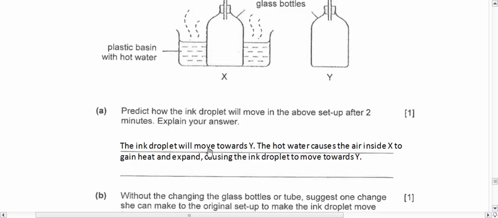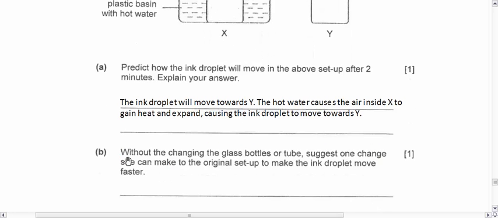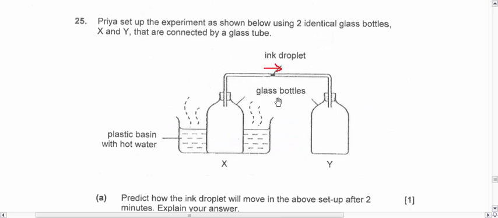So it will move towards Y. The reason being, hot water causes the air inside X to gain heat and expand, causing the ink droplet to move towards Y. Now, part B asks without changing the glass bottle. So I cannot change the glass bottle or glass tube. Just one change she can make to this original setup to make the ink droplet move faster. It moves faster because the air inside here gets heated faster and pushes up faster, so the ink droplet moves faster.